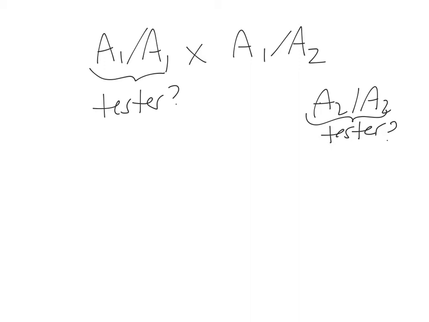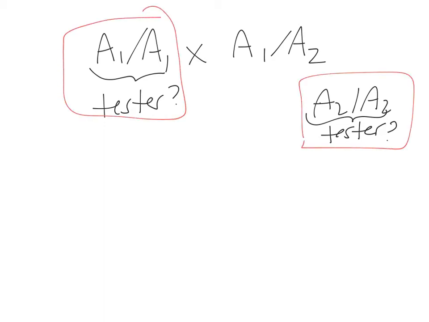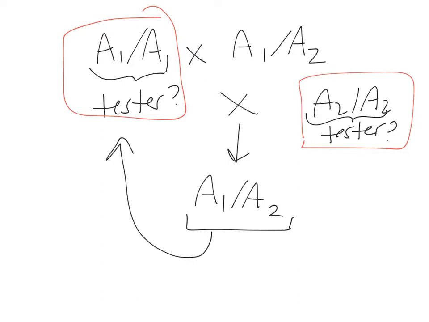So what would you do to figure out which one is the tester? How would you figure out which allele is dominant, in other words? If you have an A1 over A1 individual and an A2 over A2 individual, you cross them. You find out experimentally, just like we were doing, what sort of genotype is their offspring. They're heterozygous, A1 over A2. So what's the phenotype? Well, I didn't tell you what the phenotypes of A1 and A2 are. But if that individual looks like that parent, which allele is dominant? A1. And then you would know that the individual with the recessive allele, A2 over A2, is the tester.